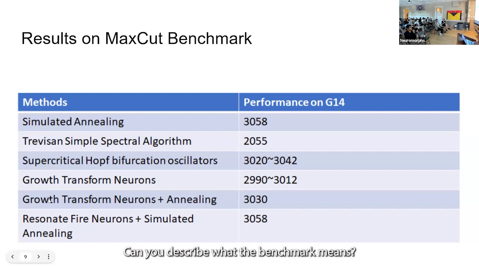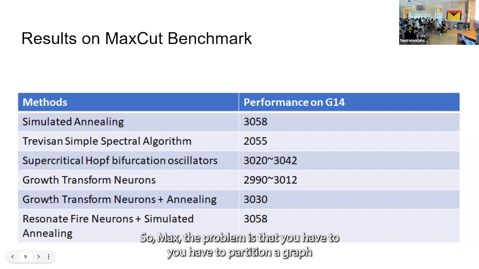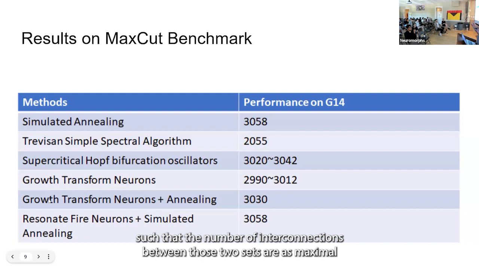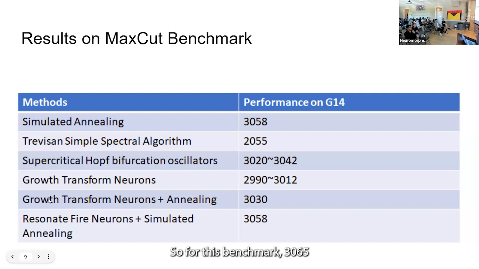Next slide. Can you describe what the benchmark means? How big is the gap between 3065 and 3058? These numbers are the number of cuts. The max-cut problem is that you have to partition the nodes of the graph into two sets, such that the number of interconnections between those two sets is as large as possible. For this benchmark, 3065 is the maximum number of cuts that you can achieve.